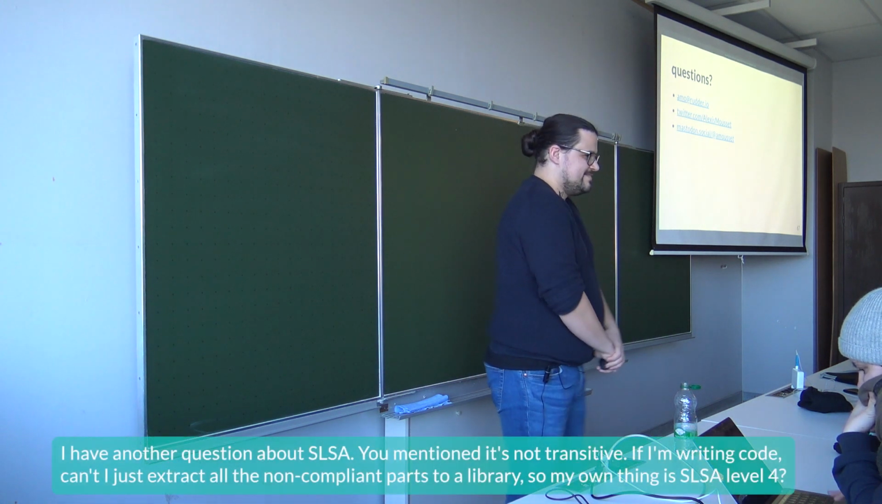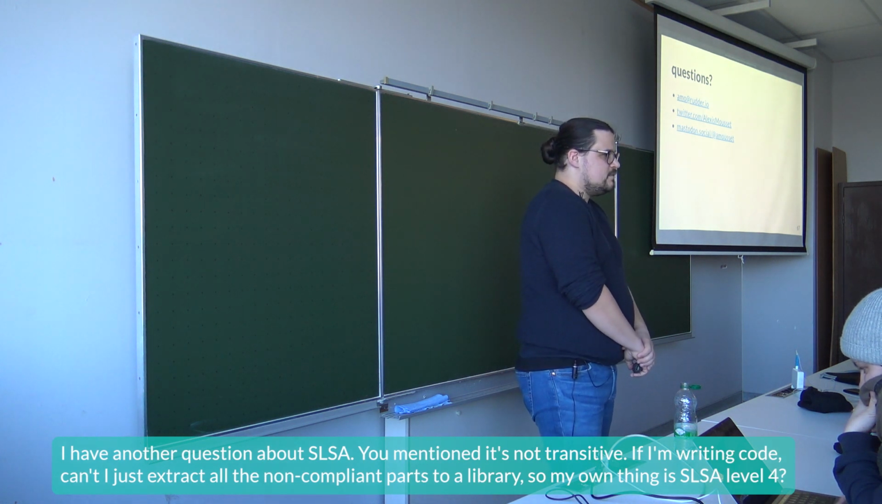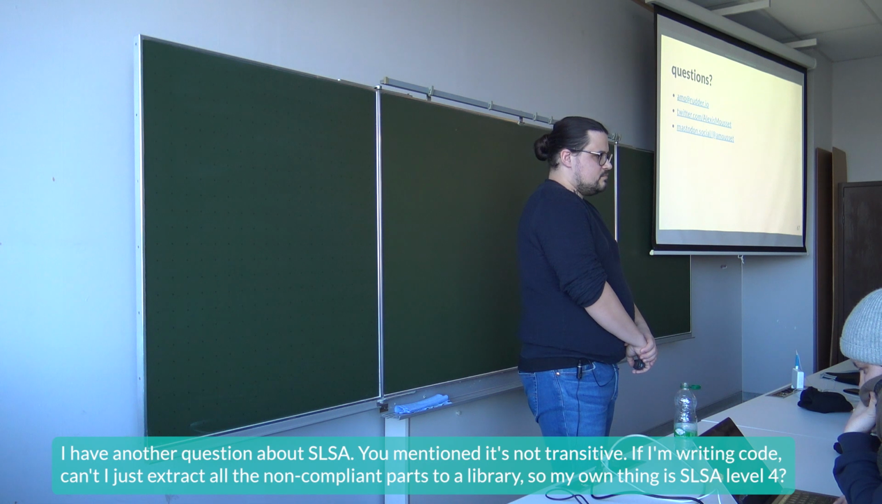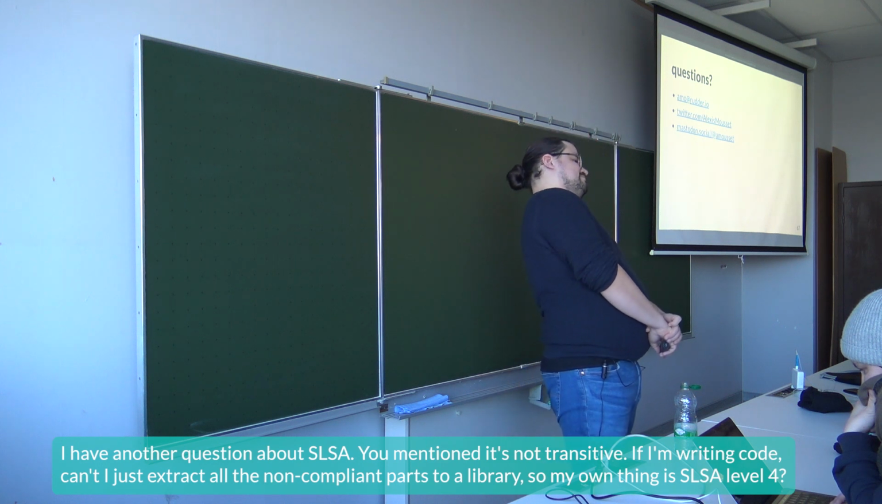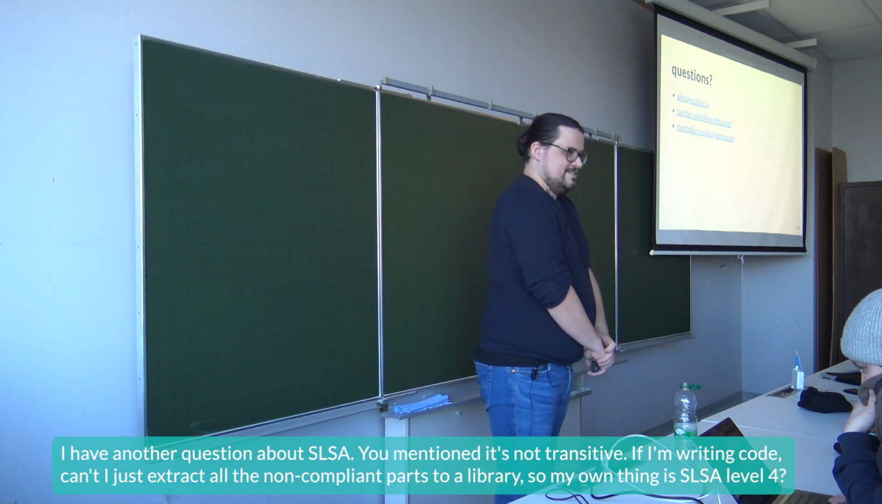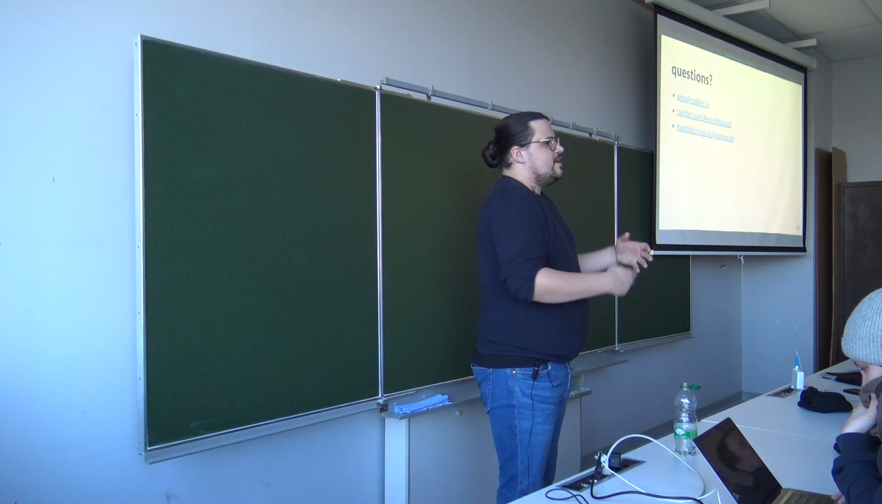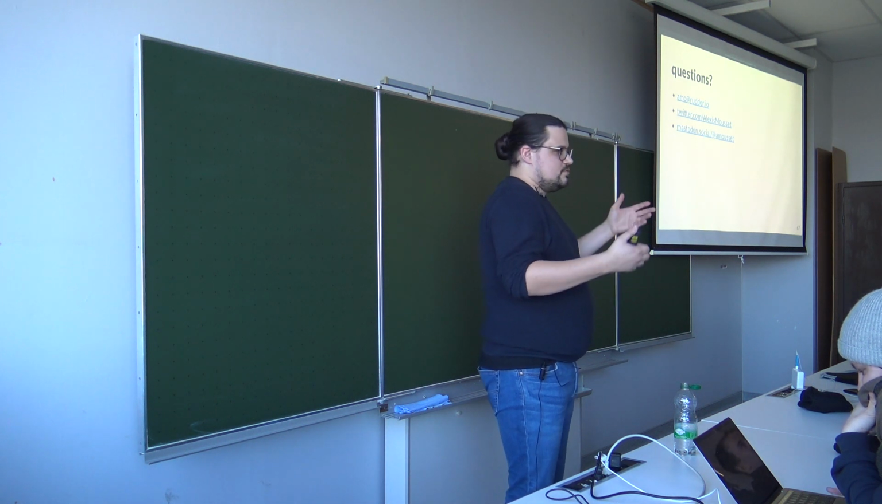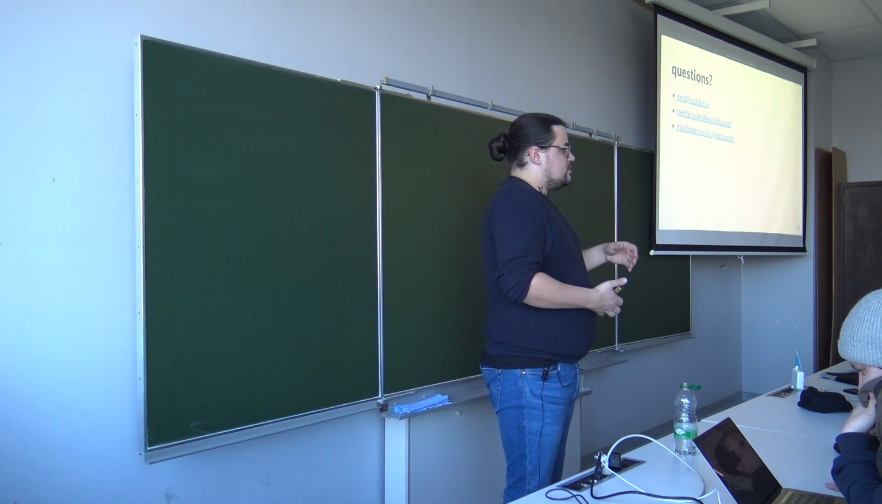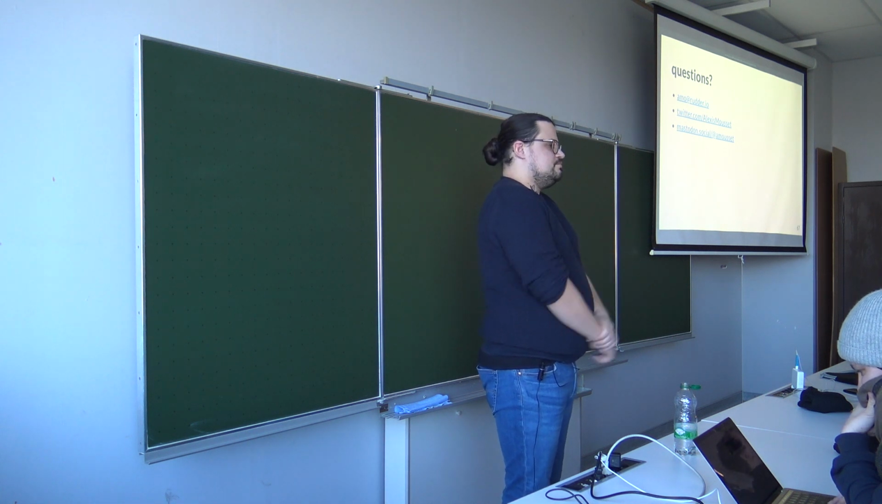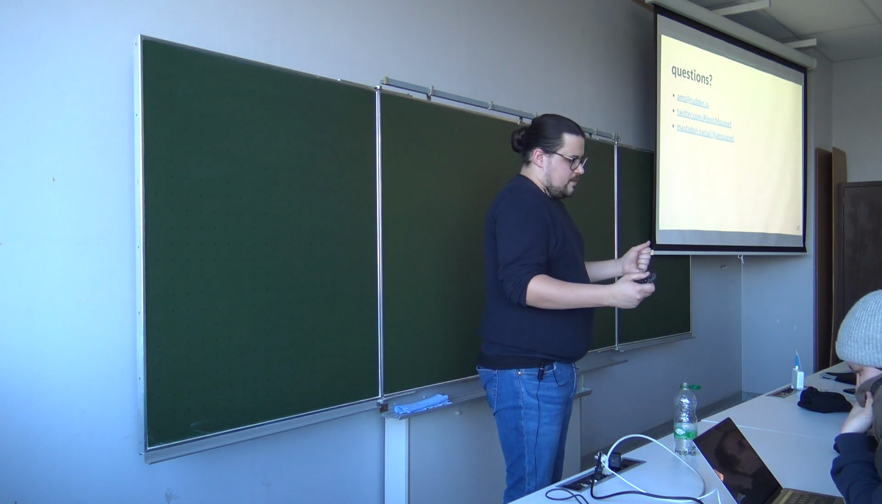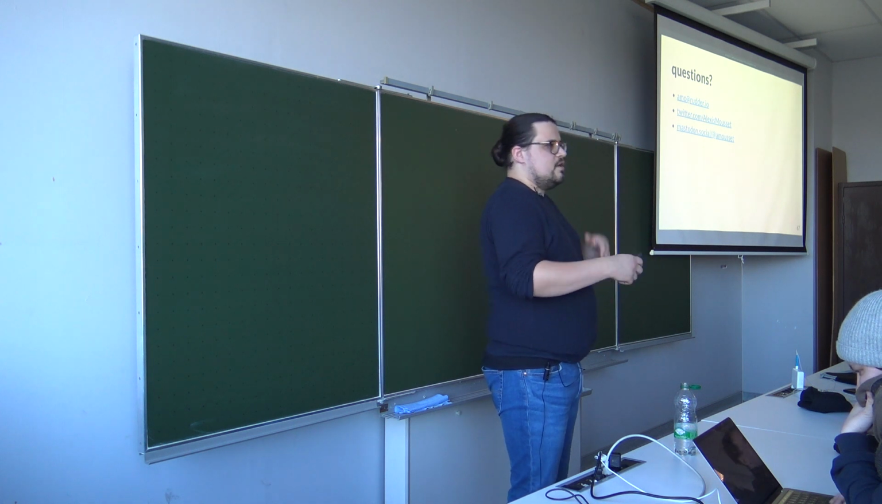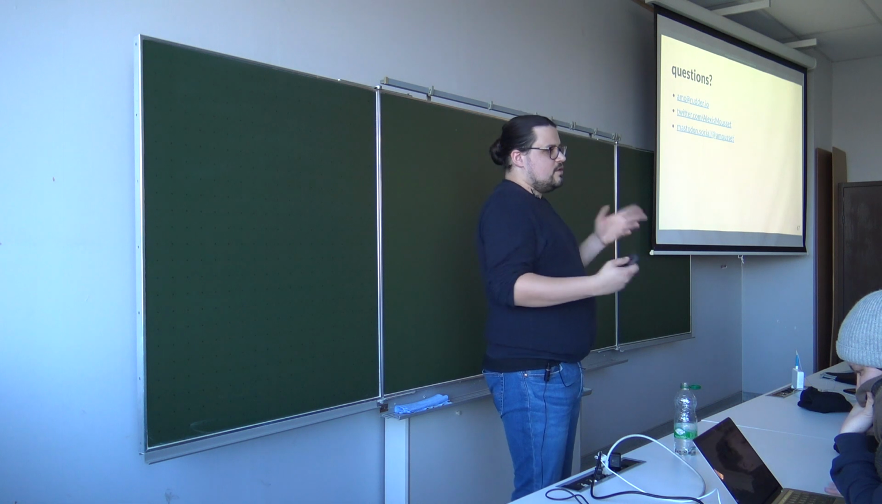I have another question about self-attestation. You mentioned that it's non-transitive, so the level of each component in the chain is independent. So if I'm writing code, can't I just extract all the non-compliant parts to a library, and then my own thing is self-fulfilling? Yes, it would be. But the idea is that it should help you know where you're at, and if you want to lie, you can always say that you have a level 2. It's really something that's thought for self-improvement and not for proving something in the first place.